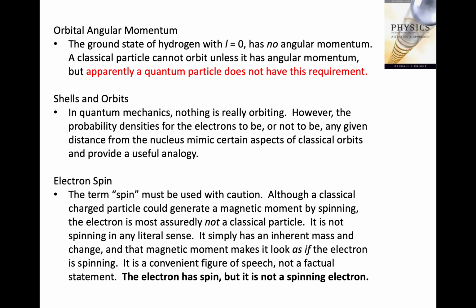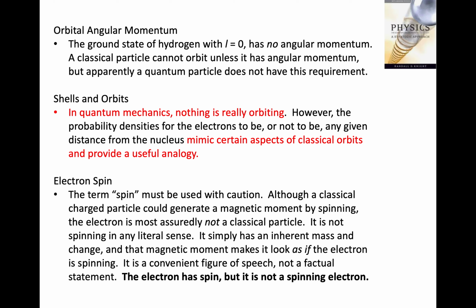Same thing with the idea of shells and orbits. In quantum mechanics, nothing's really orbiting. Within our analogy, it mimics certain aspects of classical orbits for the electron's motion, and it provides a useful analogy, but once again, we are not looking at literally the same thing. The explanation is different. We're thinking about an explanation perhaps classically, but we don't want to say that that is what's actually taking place quantum mechanically.